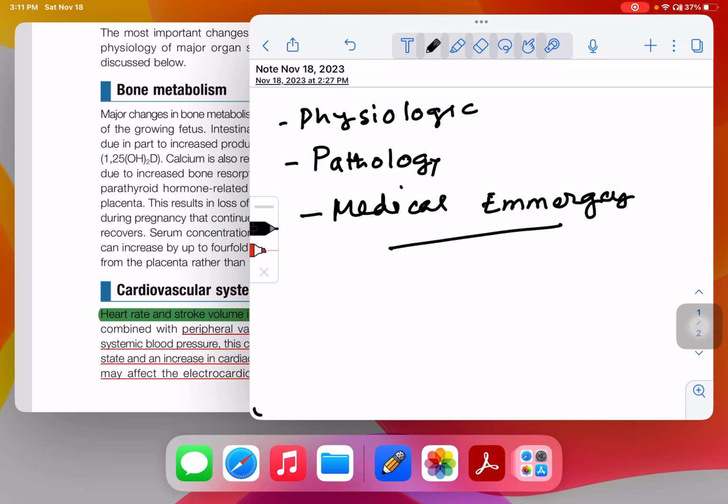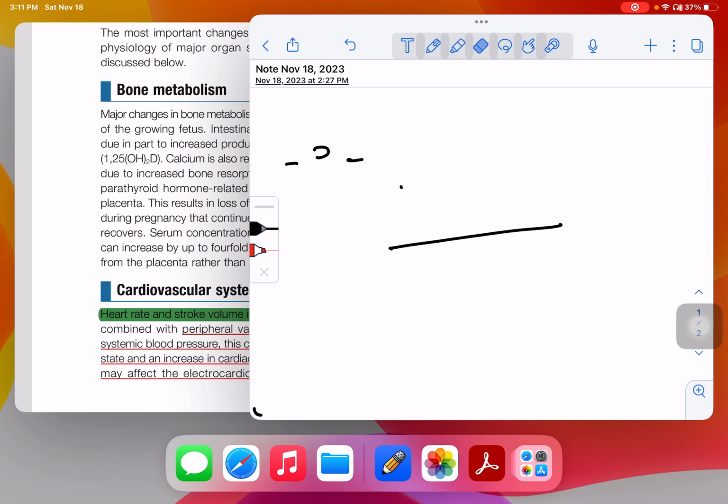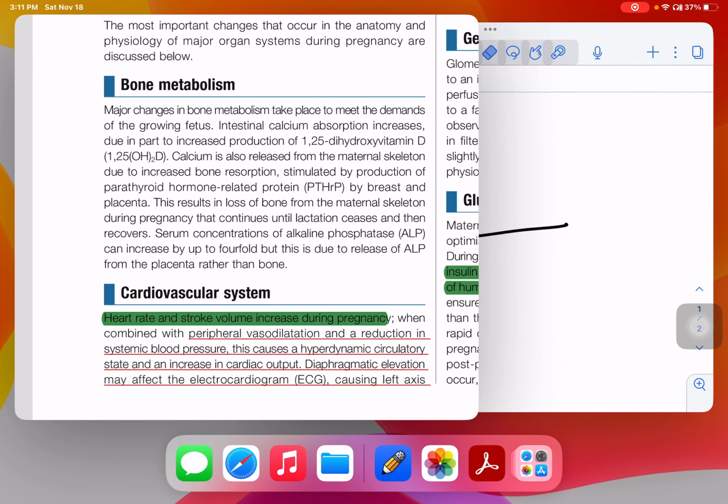So firstly, we are going to discuss the physiological changes of pregnancy in different systems. Firstly we are going to discuss bone metabolism. What are the changes that occur in bone metabolism?